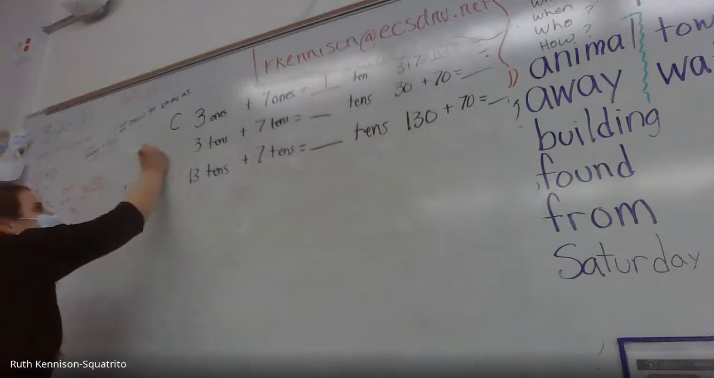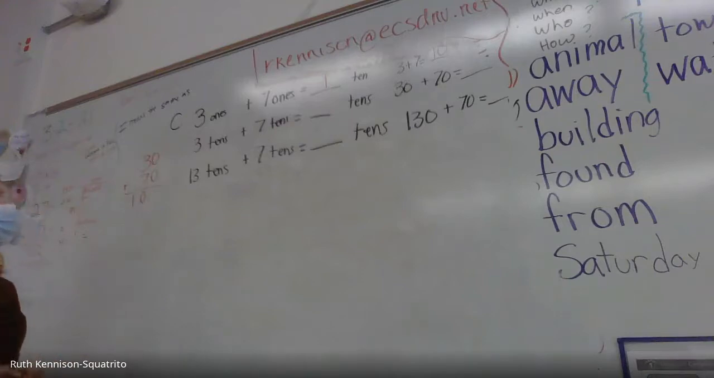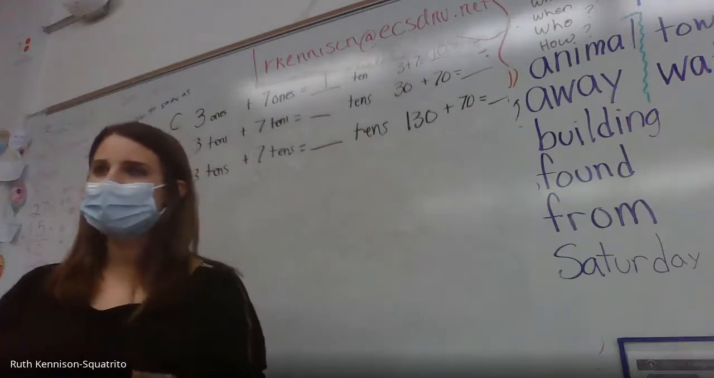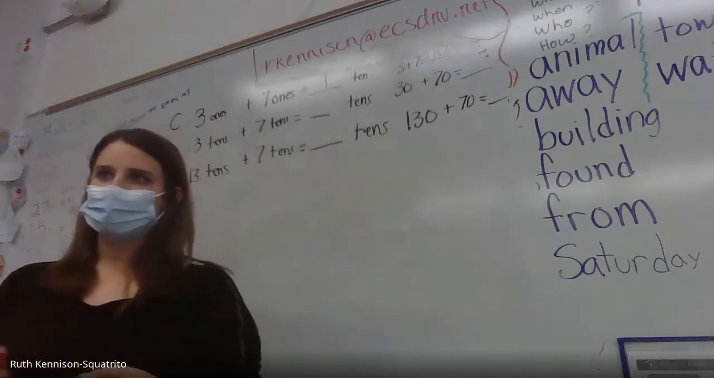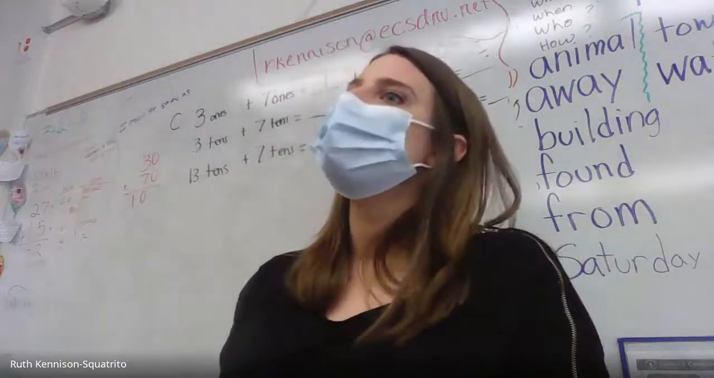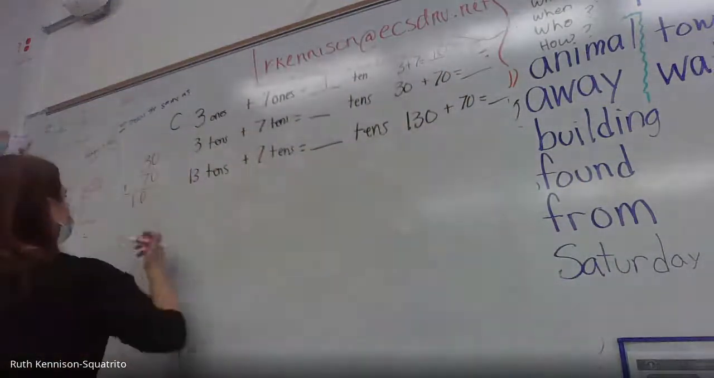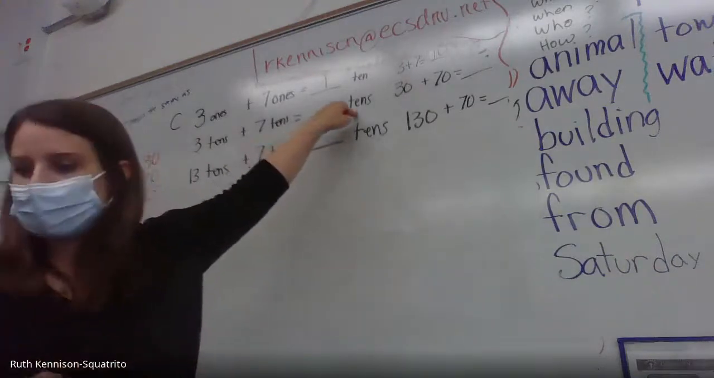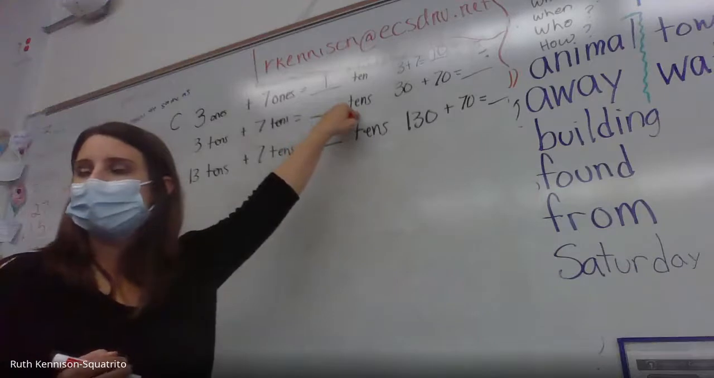Now, 3 tens plus 7 tens equals what? If we know that 3 plus 7 equals 10, then 3 tens plus 7 tens would equal 100, which is 10 tens. And Ashlyn, I need you to check yourself on this one. 3 tens plus 7 tens equals 100. It does not equal 110. So don't write that down because that will be wrong.